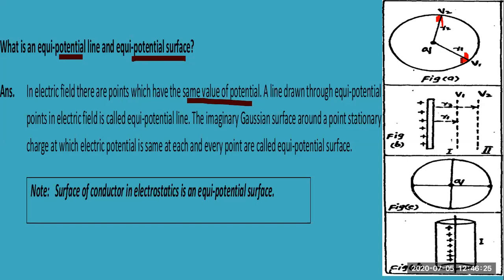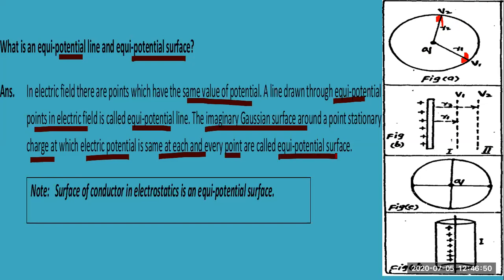It is also called a Gaussian surface. A line drawn through the equipotential points in the electric field is called an equipotential line. This is the line drawn which shows the potential of the points due to the charge. Usually the Gaussian surface around a stationary point charge at which the electric potential is the same at each and every point is called an equipotential surface.